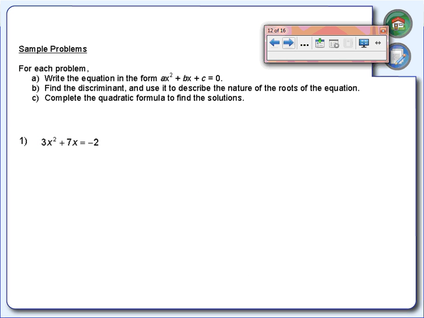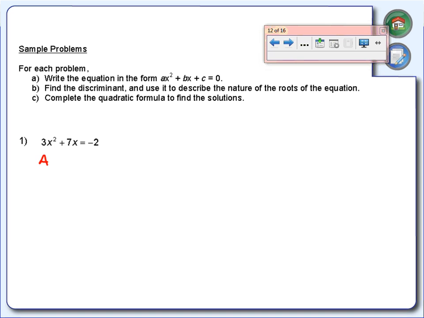All right, so let's get going here. Let's see how many sample problems we can get through. For number 1, they ask a couple of things. Part A, they want us to write the equation in the form ax squared plus bx plus c equals 0. So we got to get the equation equal to 0 first. So let's go ahead and do that first step.